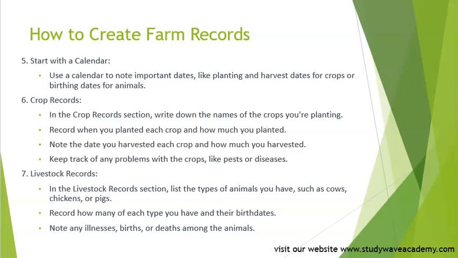Livestock records. In the livestock record section, list the types of animals you have, such as cows, chickens, or pigs. Record how many of each type you have and their birth dates. Note any illness, births, or deaths among the animals. Okay? Remember, we are talking about how to create farm records. All these we just mentioned are steps of creating farm records. Okay?